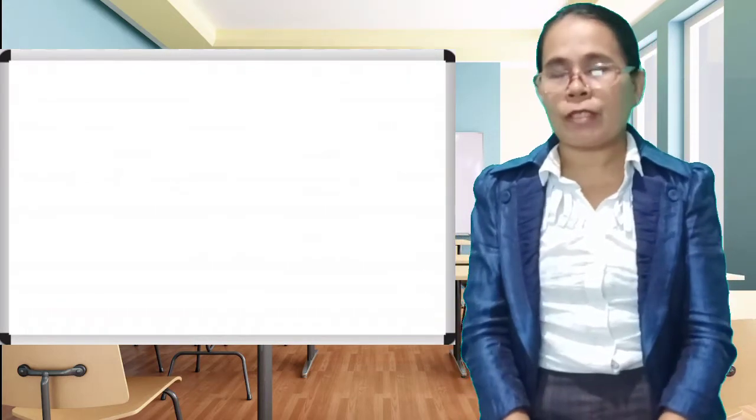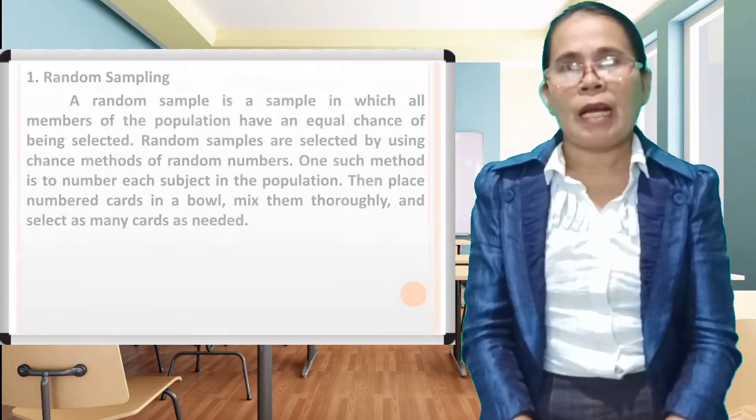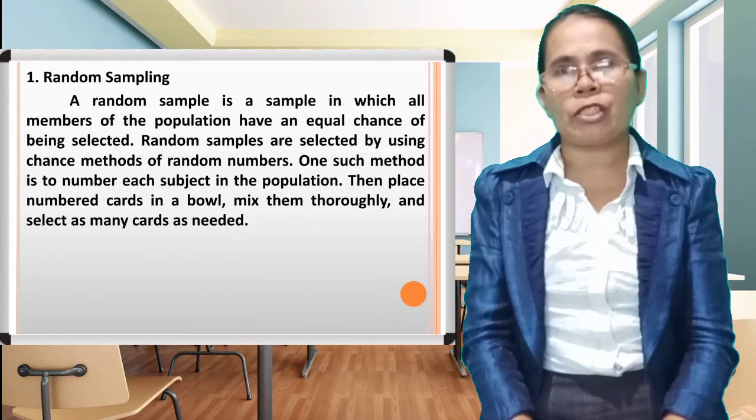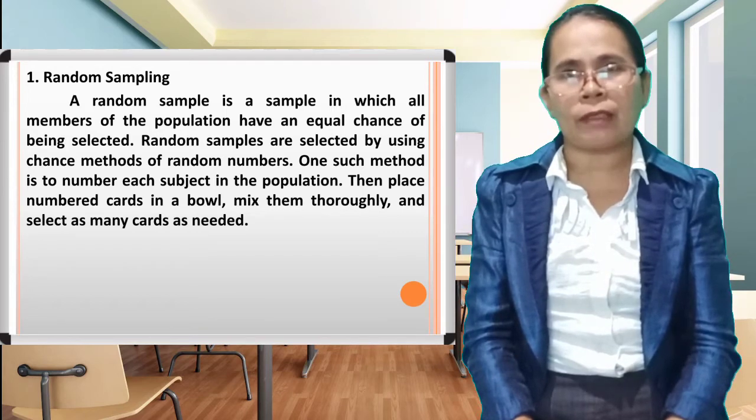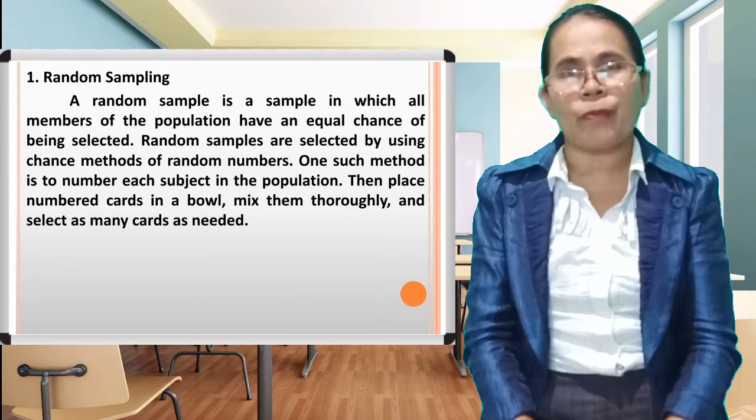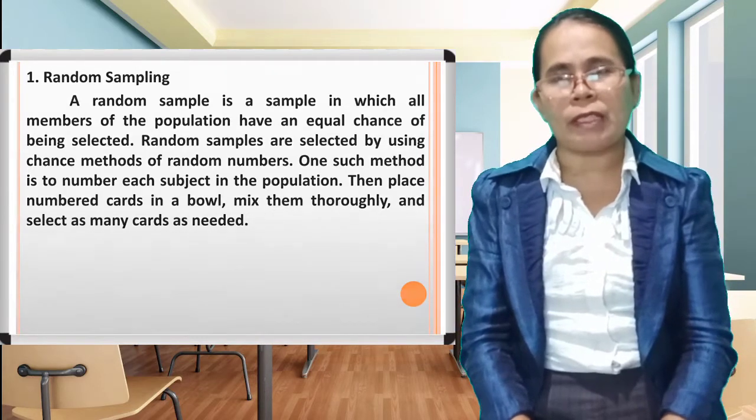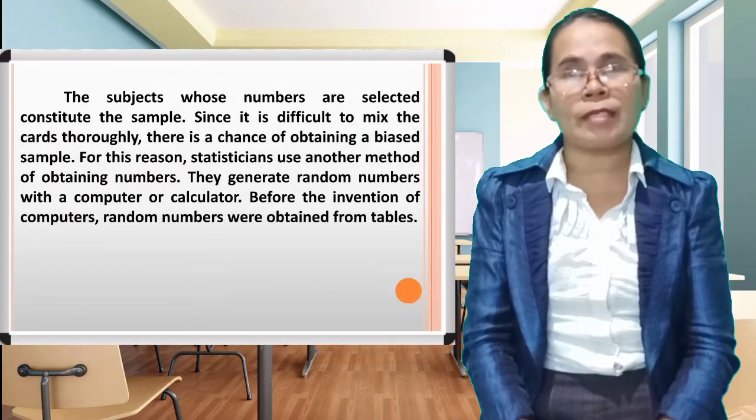The first sampling technique is what we call random sampling. A random sample is a sample in which all members of the population have an equal chance of being selected. Random samples are selected by using chance methods of random numbers. One such method is to number each subject in the population. Then place numbered cards in a bowl, mix them thoroughly, and select as many cards as needed. The subjects whose numbers are selected constitute the sample.